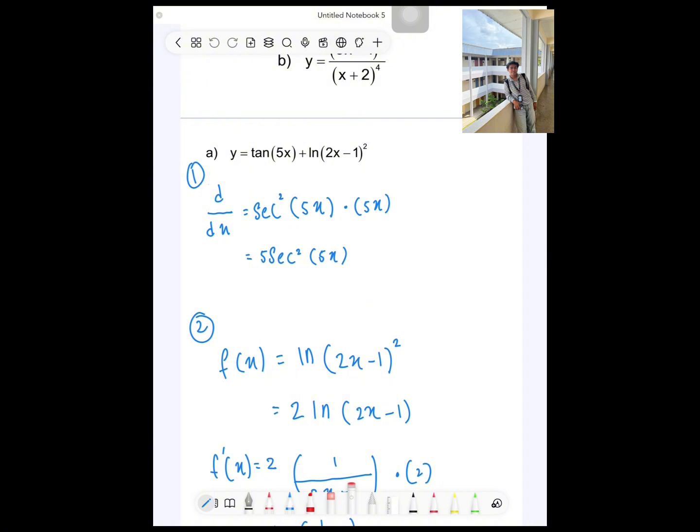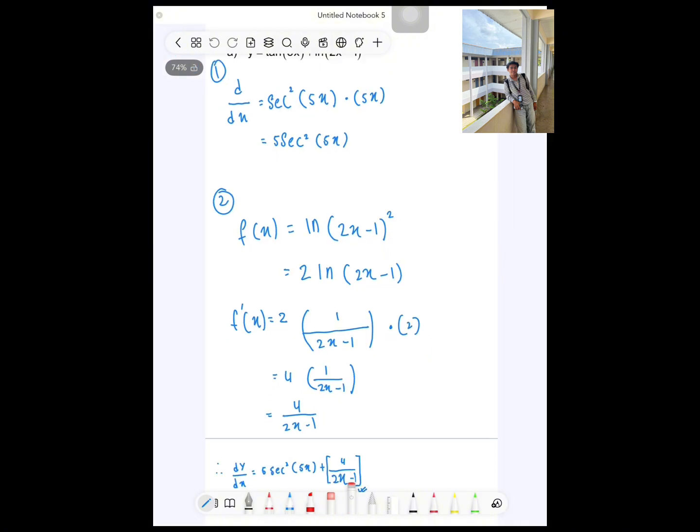So, we get z square 5x. After that, we use the chain rule. So we get 5z square 5x. Second, we have ln of x minus 1 square. Using the chain rule, I get 2 into x minus 1.